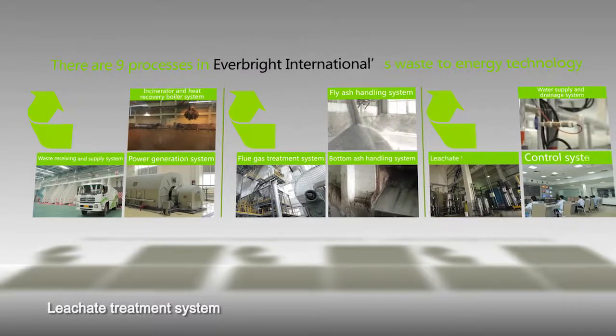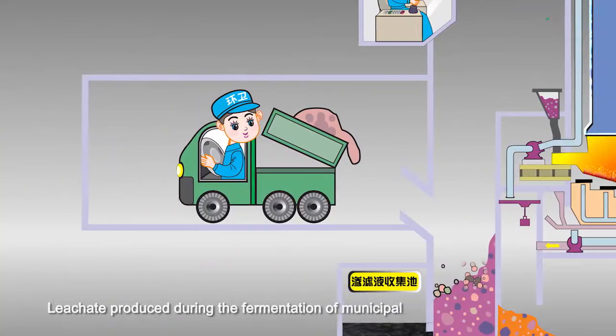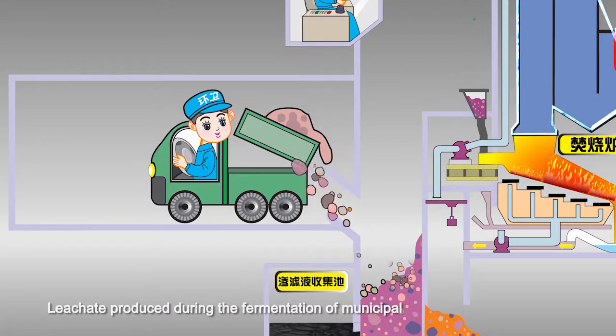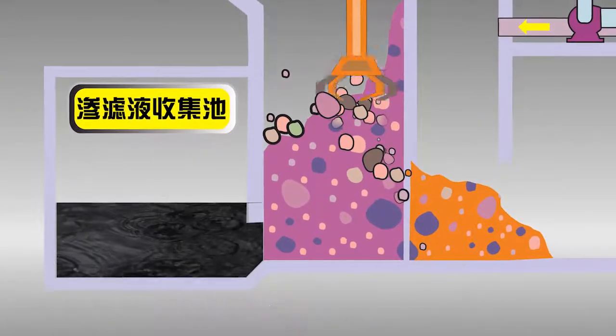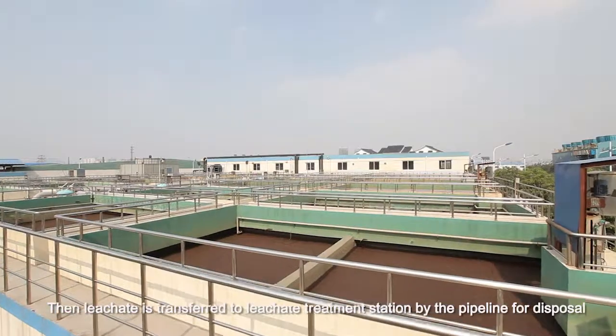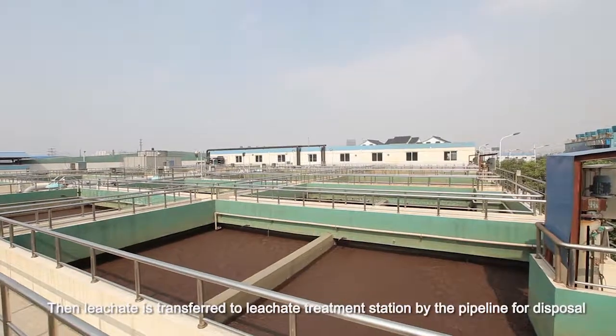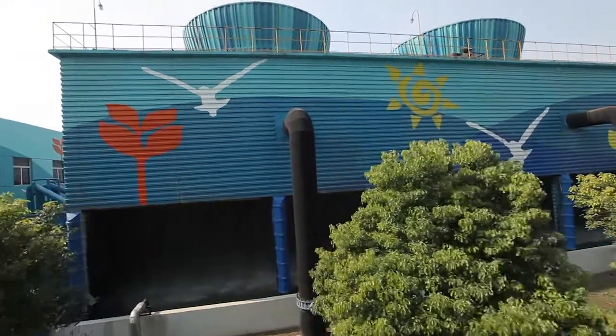8. Leachate treatment system. Leachate produced during the fermentation of municipal solid waste enters into the leachate collection pool. Then, leachate is transferred to the leachate treatment station by the pipeline for disposal. The leachate after treatment is recycled in the plant.